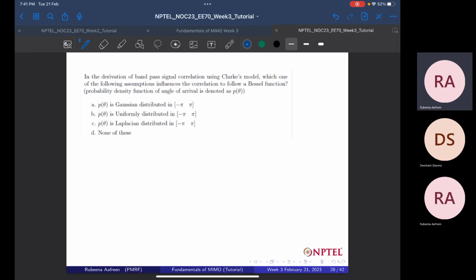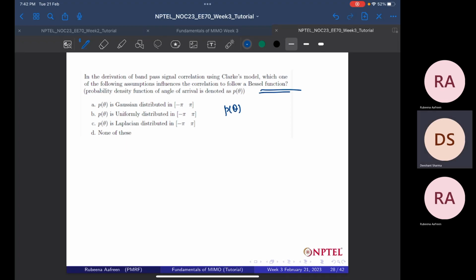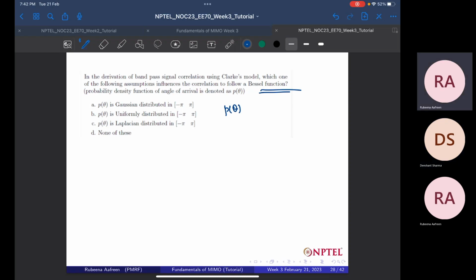So you see this question in the derivation of bandpass signal correlation that I just did right now. Which one of the following assumptions influences the correlation to follow a Bessel function? So what did he assume about p theta? It is equal to 1 by 2 pi. That is uniform, I guess. Yes, this is uniformly distributed in minus pi to pi.